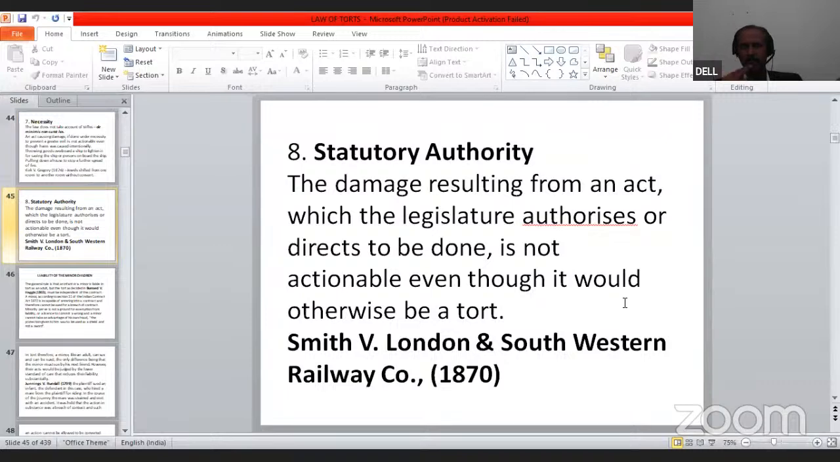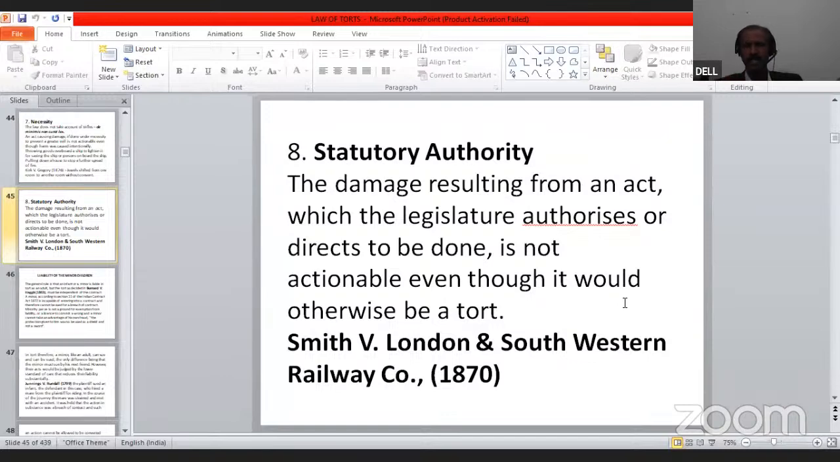Statutory authority. See, the law prescribes. Authorities have to follow the letter of the law while doing statutory functions as a public authority. Because they are following the letter of the law, there is no liability. Now here we need to consider sovereign act and non-sovereign act. Public authorities who are following the letter of the law while performing their duties, if anything goes wrong, are not responsible. In a sovereign act, there is no responsibility.